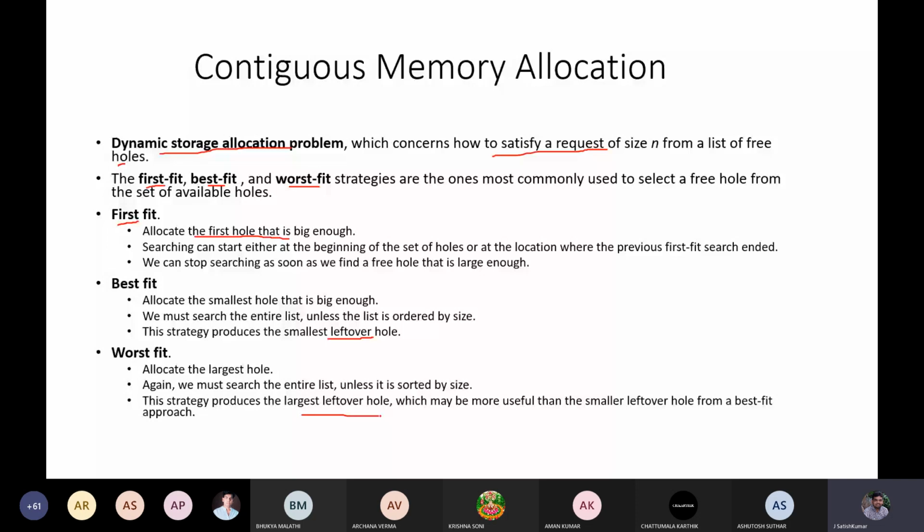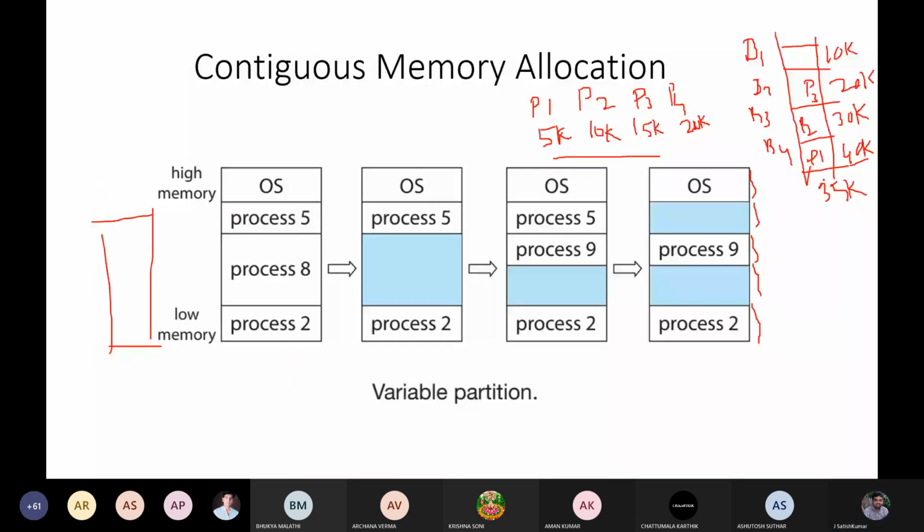Largest leftover hole means here, in this case, if process P1 is going into block B1, then 5K will be the unused space. How much is unused space? 5K. That is called leftover space. So the leftover space will be maximum if you allocate as per the worst fit.